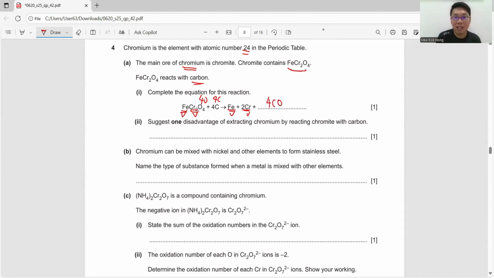Give one disadvantage of extracting chromium by reacting chromite with carbon, which is this. So what is the problem if we want to take chromium from here? Can you see? There is iron also.